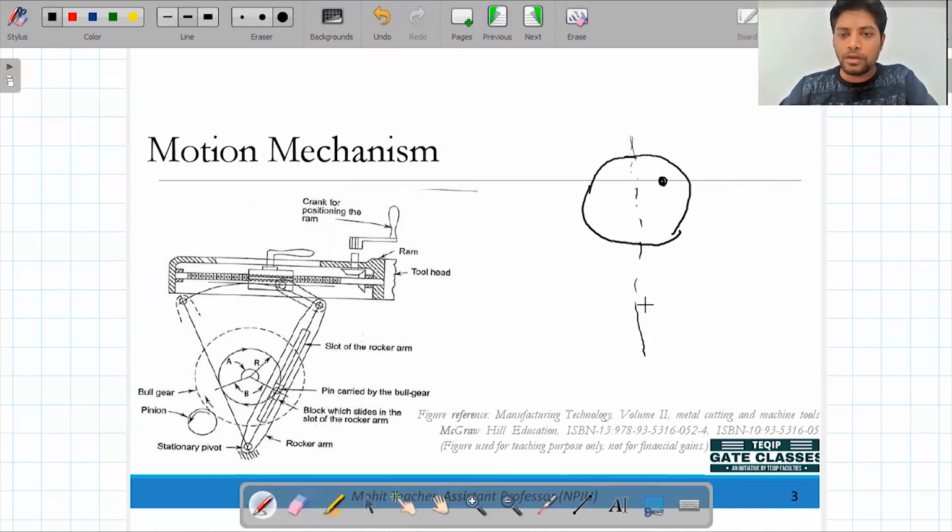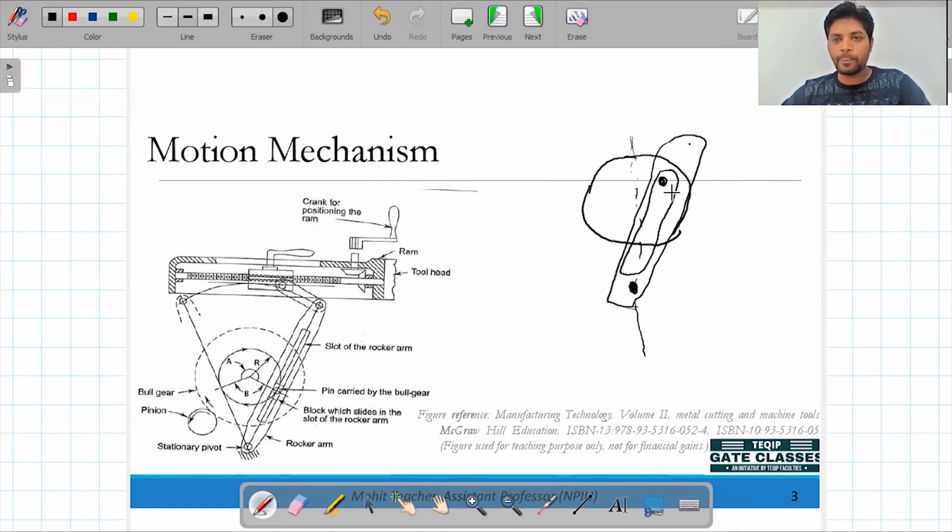Now this is the rocker arm that you are using, the rocker arm, again the same thing you have studied previously. Okay, this is the rocker arm. Inside there is a slot mounted. Now this rocker arm is fixed. Here we have fixed it, meaning this is the stationary point. Another point, this one, will rotate, or it will reciprocate, whatever.